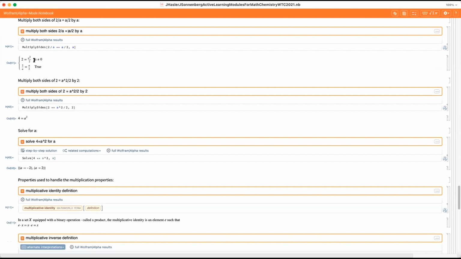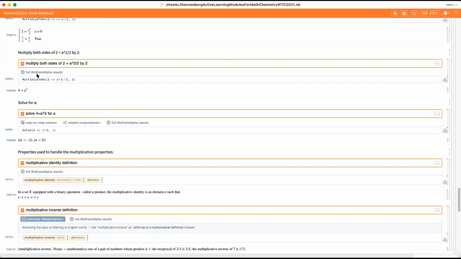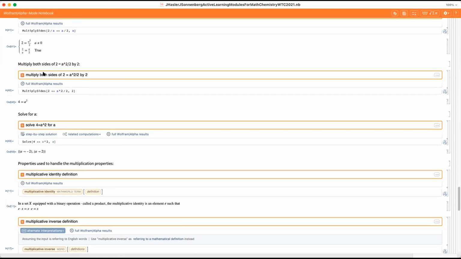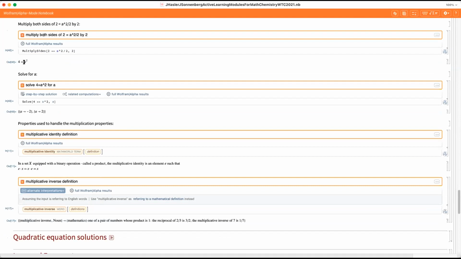So if we make the assumption that a is not 0, we get 2 equals a squared over 2, and then we can work with that expression. After multiplying both sides by a, we have 2 equals a squared over 2. And now, again, we want to get the variable on one side of the expression and the numerics on the other side. So we can multiply both sides of 2 equals a squared over 2 by 2. We obtain 4 equals a squared.